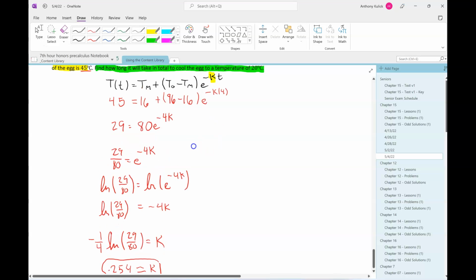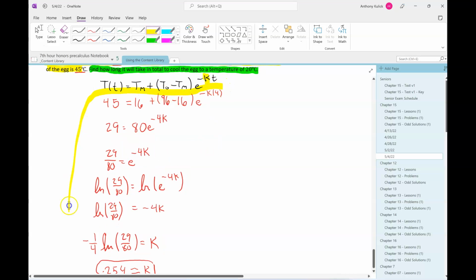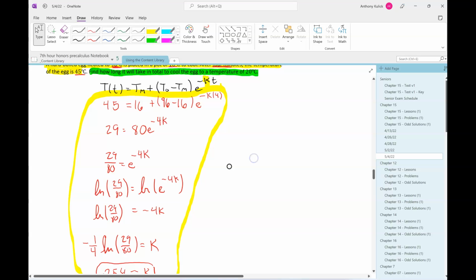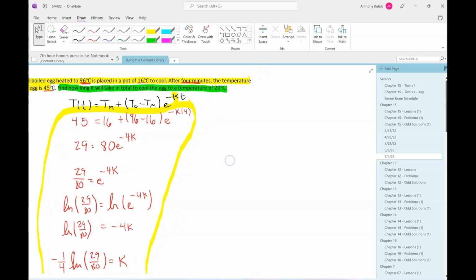So this was all just doing the yellow step there. Now let's do the green step. It's asking us to find how long. So what am I solving for? Yeah, that little t. We know our k.